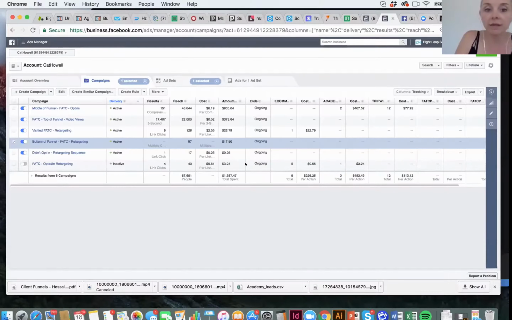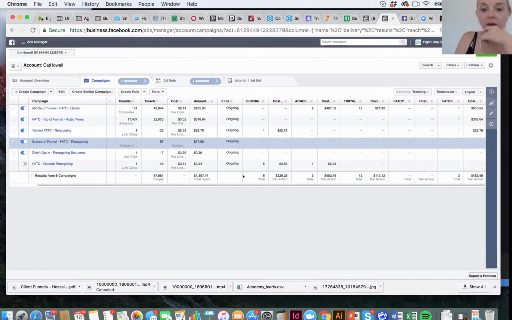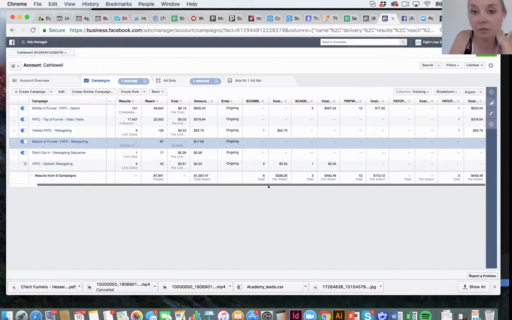So you can see here that we've had 6 people purchase the e-commerce tripwire, and it costs us about $200 per action. The price of the tripwire, I think it's selling for $97, so it's not really doing an ROI, but it's paying for some of the ad spend, right? Which is the purpose of that tripwire. It's to make it a self-liquidating offer where we don't actually pay for ad spend.